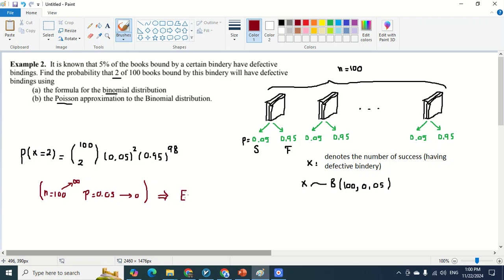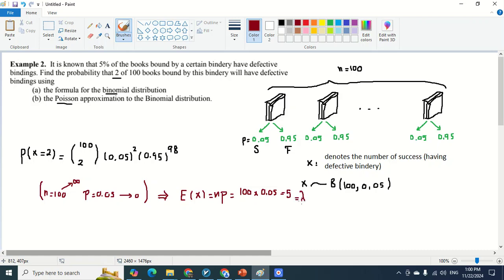The expected value of x is equal to np, based on the definition of the expected value for the binomial distribution. So it will be 100 times 5 over 100, or 0.05. If we multiply these two values, the result will be 5. It means that on average we have 5 defective books. Right now we are looking for 2 defective books, so we can consider this 5 as a lambda t.